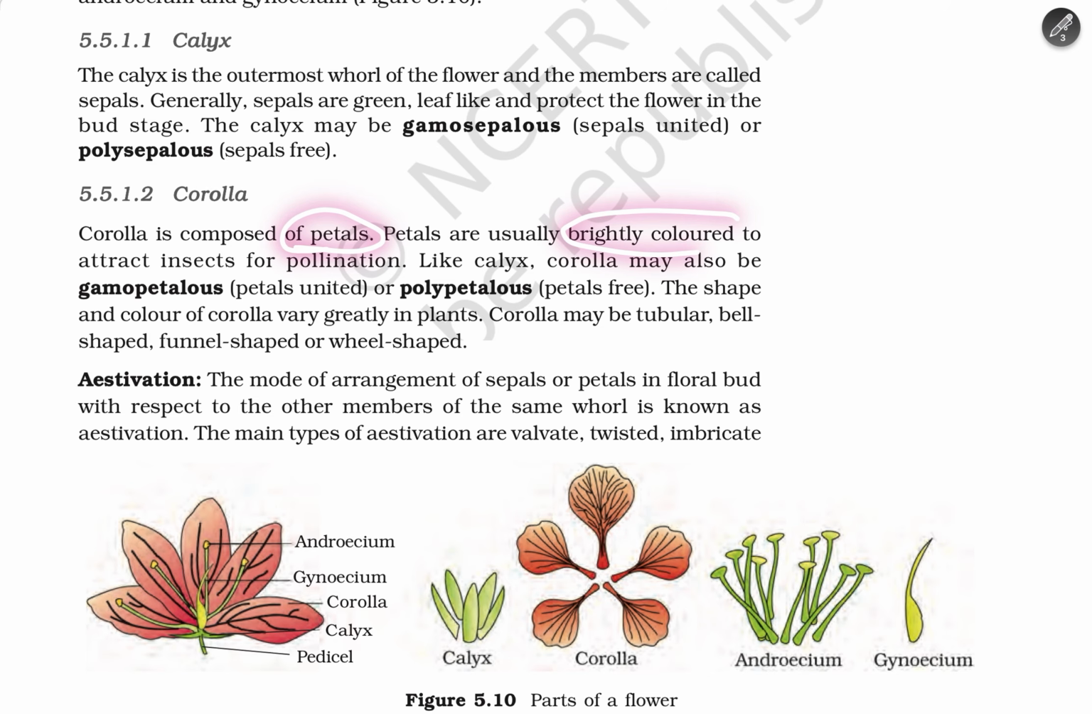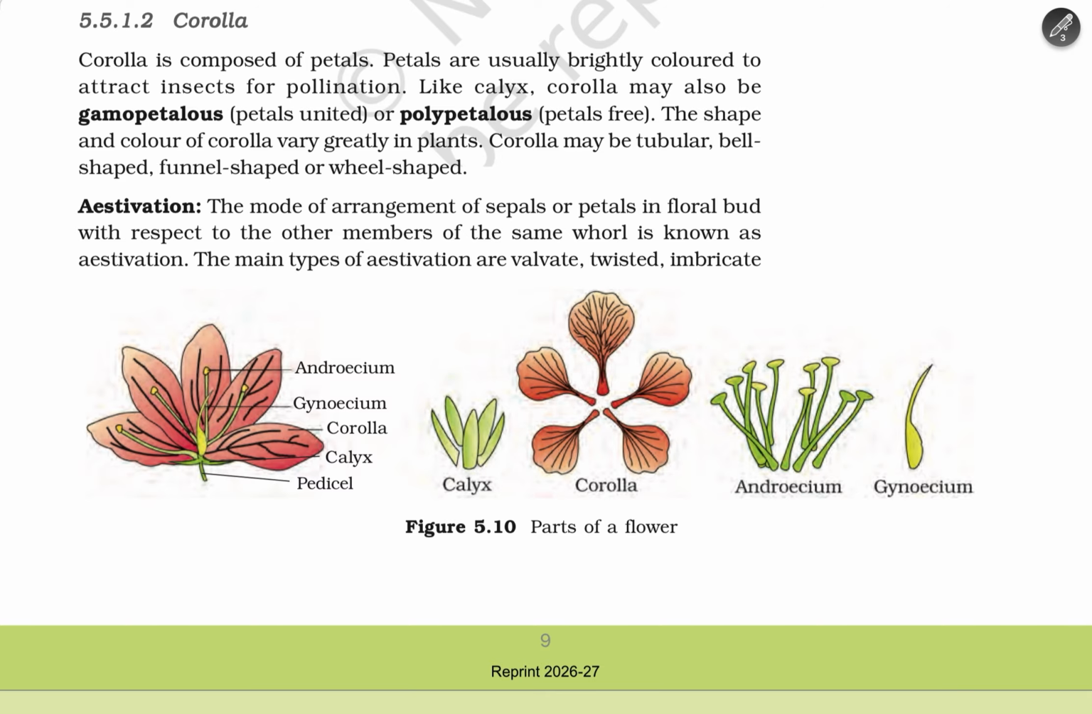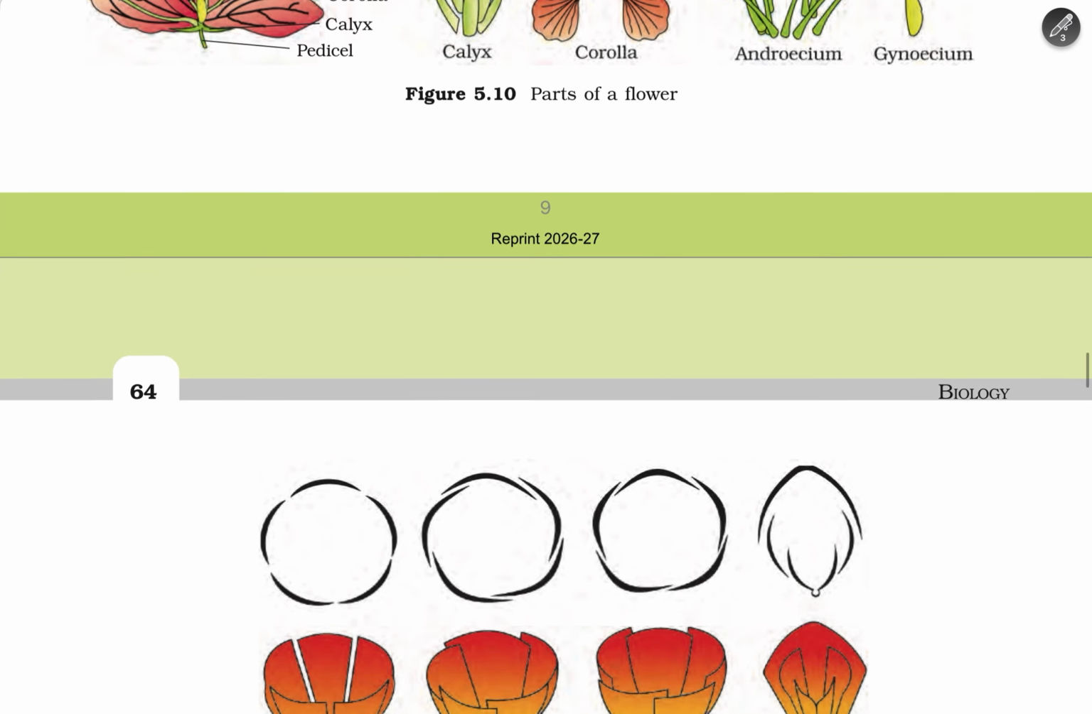The corolla is composed of petals. Petals are usually brightly colored to attract insect pollinators. Like calyx, corolla may also be gamopetalous, petals united, or polypetalous, petals free. The shape and color of the corolla vary greatly in plants. Corolla may be tubular, bell-shaped, funnel-shaped, or wheel-shaped. Aestivation. The mode of arrangement of sepals or petals in a floral bud with respect to the other members of the same whorl is known as aestivation. The main types of aestivation are valvate, twisted, and imbricate.